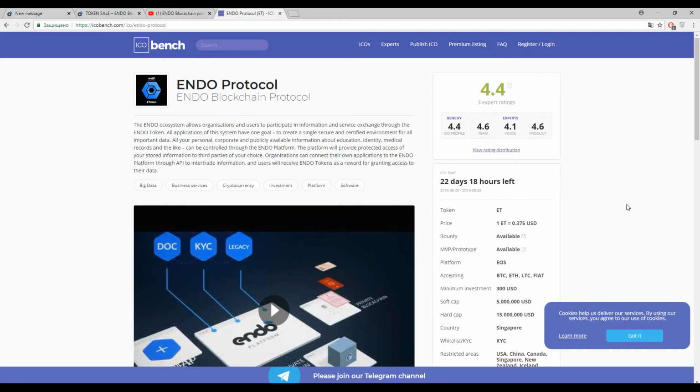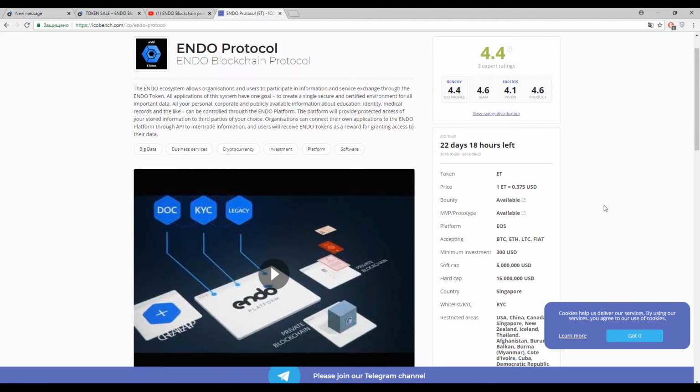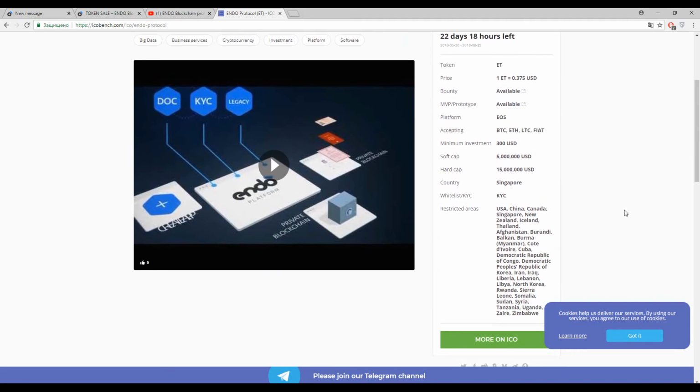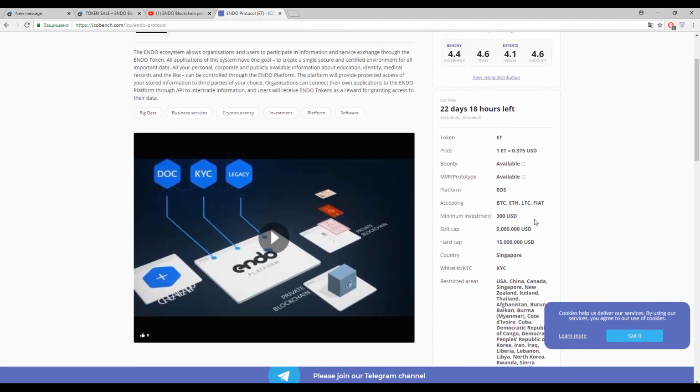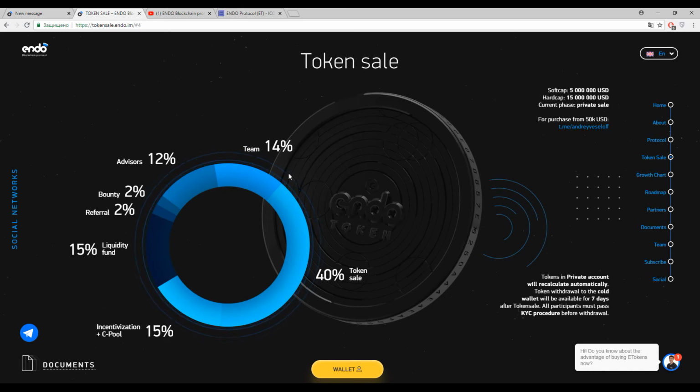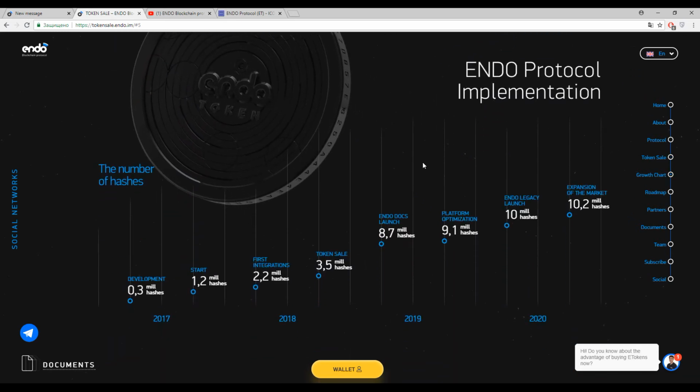Please pay attention, guys, that this platform has an EOS basement. The soft cap is 5 million United States dollars, and the hard cap is 15 million United States dollars. Also please pay attention that the minimum contribution is 300 United States dollars. So if you want to participate, you should be ready to prepare this amount of money, and there will be about 40% of estimated tokens ready for the sale.